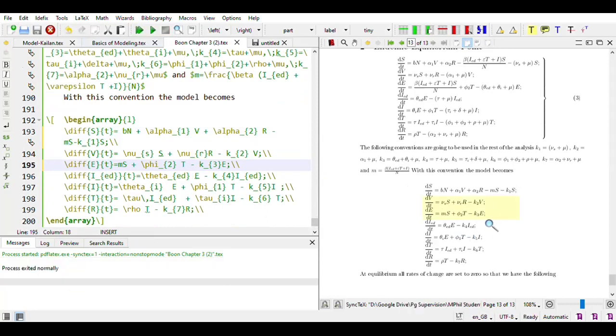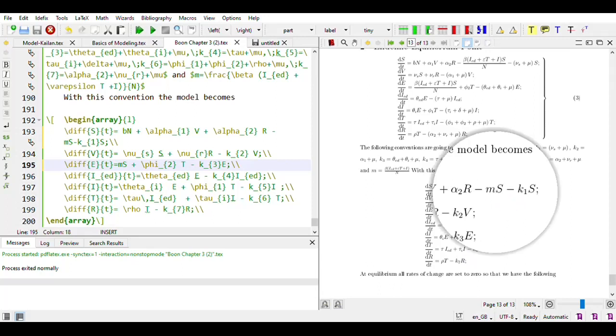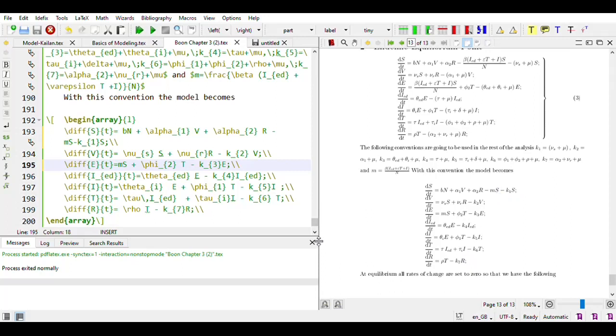So now you will notice that the number of equations is going to be 7, and the number of unknowns is going to be 7 plus the m, which gives us 8. And so it should be easy for us to express those 7 variables in terms of maybe one of them, say m. And that is what we are going to seek to do at equilibrium.